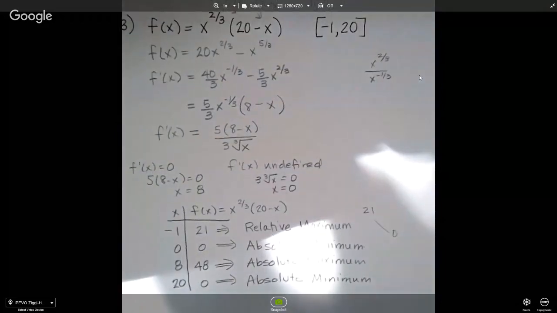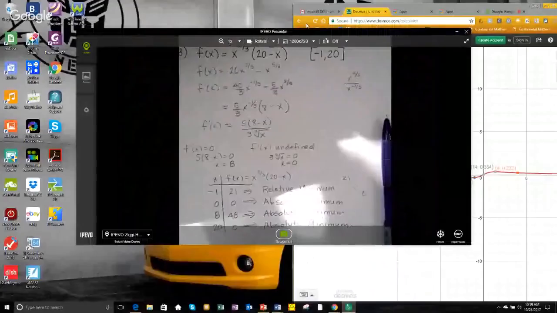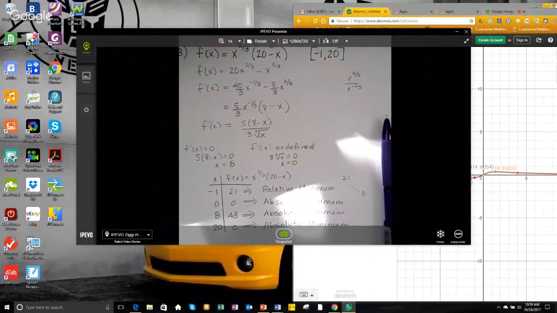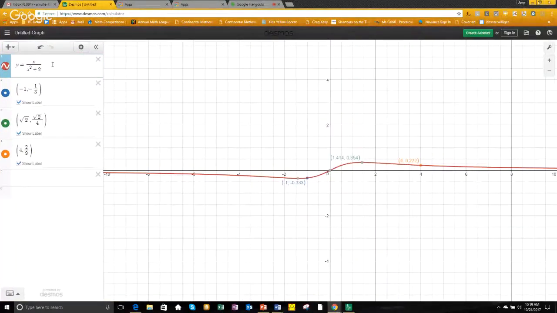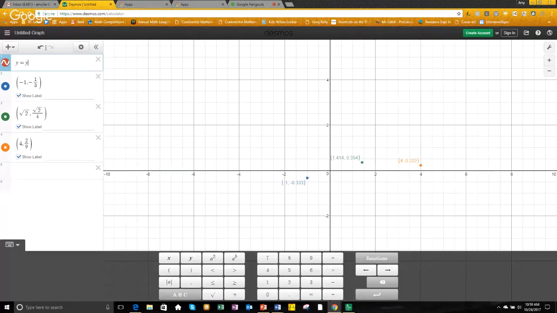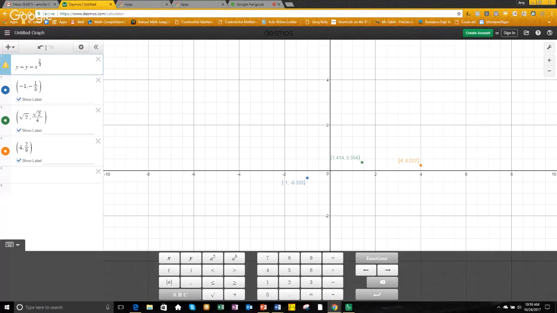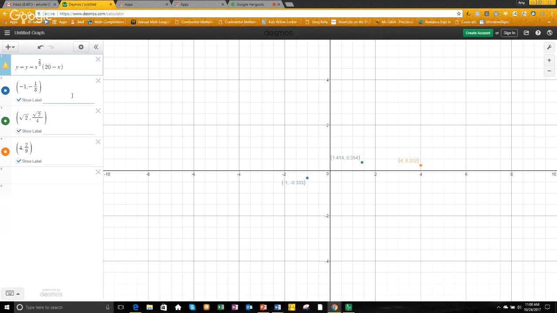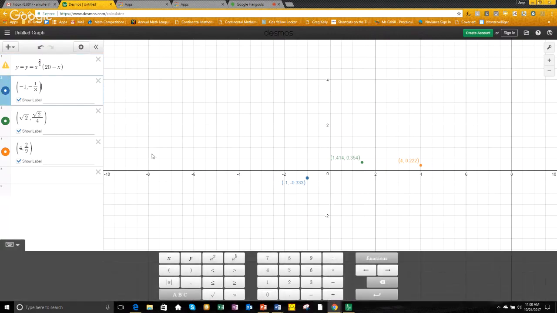All right, so let's verify our answer here by going to Desmos. And so we're going to say y equals x to the 2 divided by 3 times, whoops, I don't want the times in the exponent, bring it down here, times 20 minus x, close parentheses. Oh, wow, well, oh, I've got y equals, that's why it's not happy with me. All right, well, I feel better about that now.